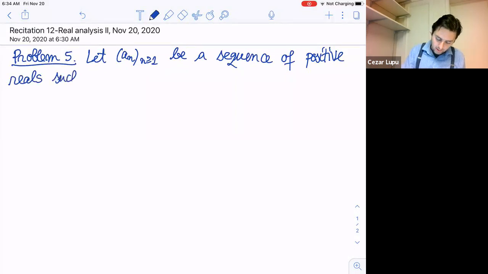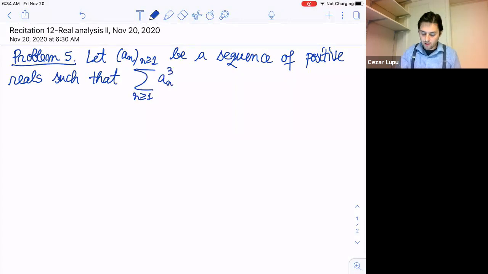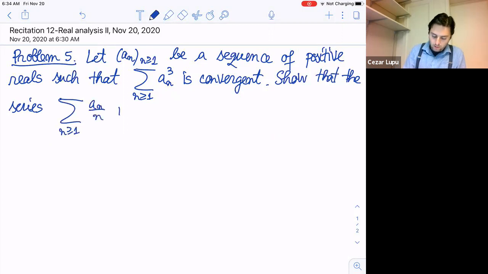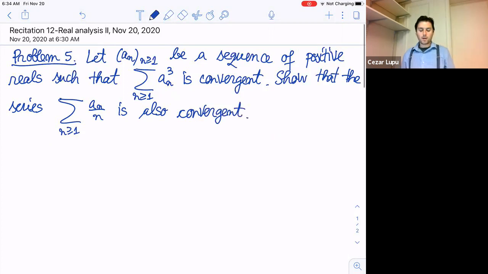Such that the series, the sum of a_n cubed, is convergent. And now we're asked to show that the series a_n over n is also convergent. All right, so this is the problem.